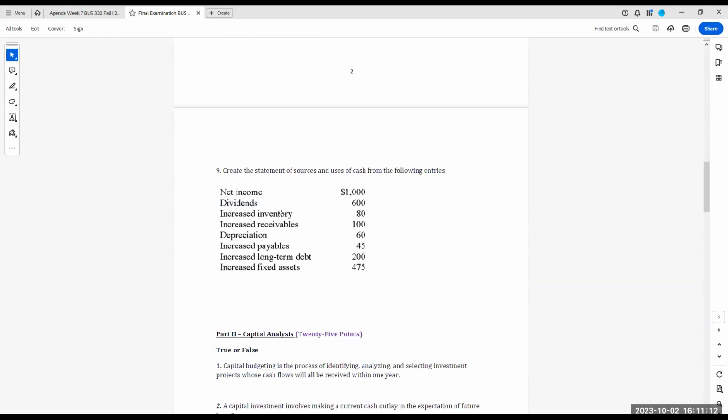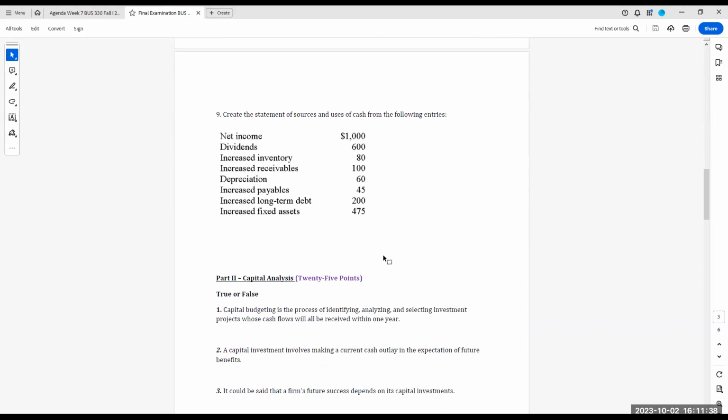Question number 9 would require maybe a little research for some of you. I would like the statement of sources and uses of cash from the following entries. In other words, somewhat like a statement of cash flow on the operations of a business. What is considered cash coming in? What is cash going out? And give me the net of all those cash coming in, cash going out, and what would be the net of those sources and uses.